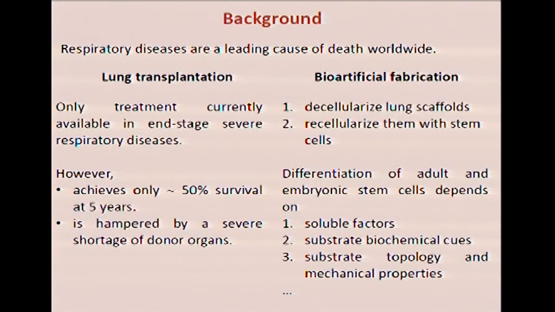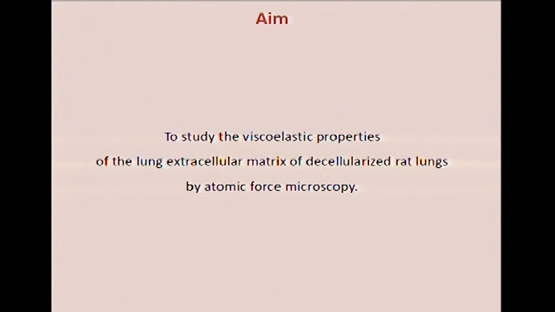There is strong evidence that the differentiation of adult and embryonic stem cells depends on soluble factors, substrate biochemical cues, and substrate topology and mechanical properties. While the first two are extensively understood, little is known about the mechanical properties of the microenvironment of lung cells. Accordingly, the aim of my study is to study the viscoelastic properties of the lung extracellular matrix of decellularized rat lungs by AFM.